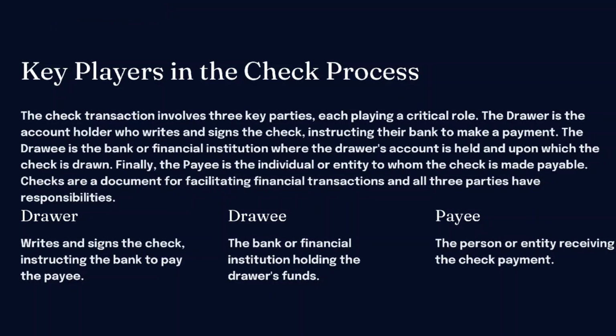The drawer is the account holder who writes and signs the check, instructing their bank to make a payment. The drawee is the bank or financial institution where the drawer's account is held and upon which the check is drawn. Finally, the payee is the individual or entity to whom the check is made payable. Checks are a document for facilitating financial transactions and all three parties have responsibilities. Each party plays a critical role in ensuring smooth financial transactions.